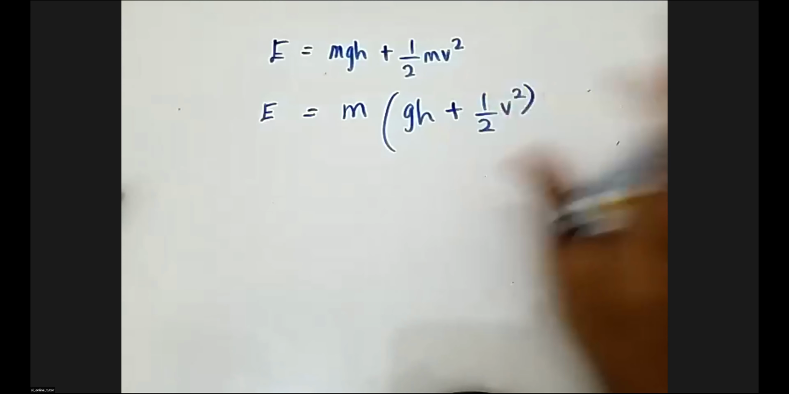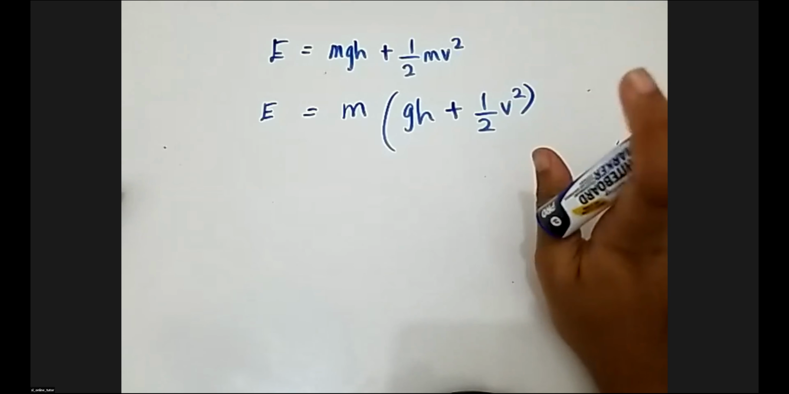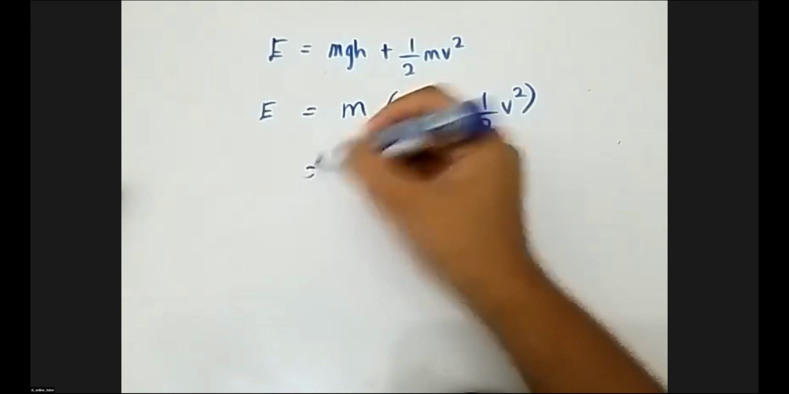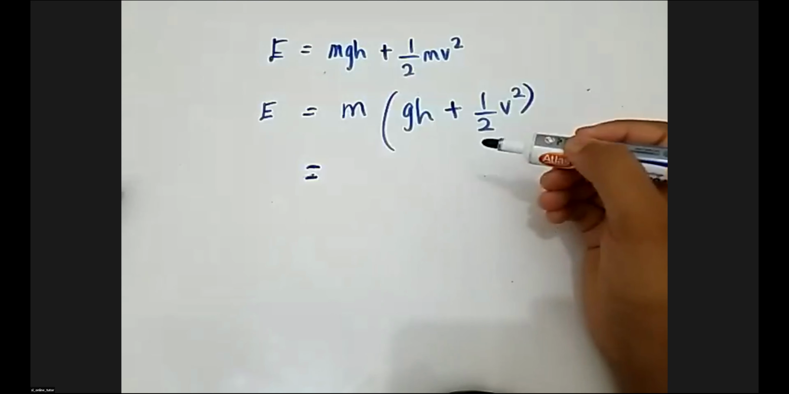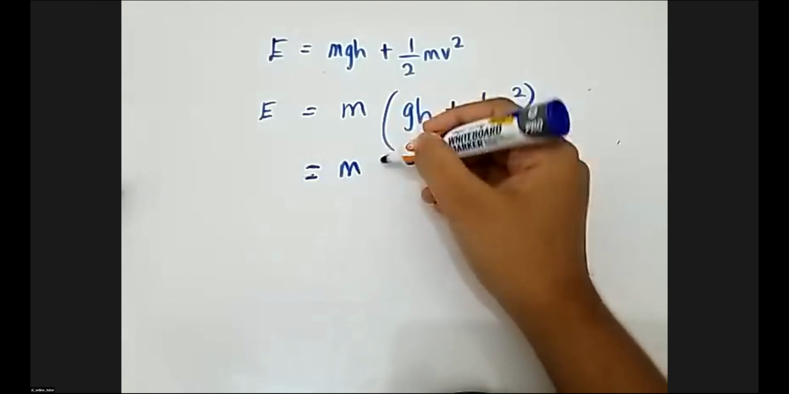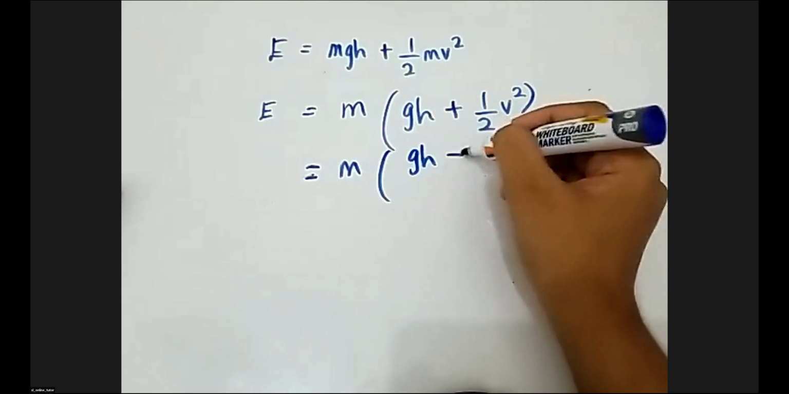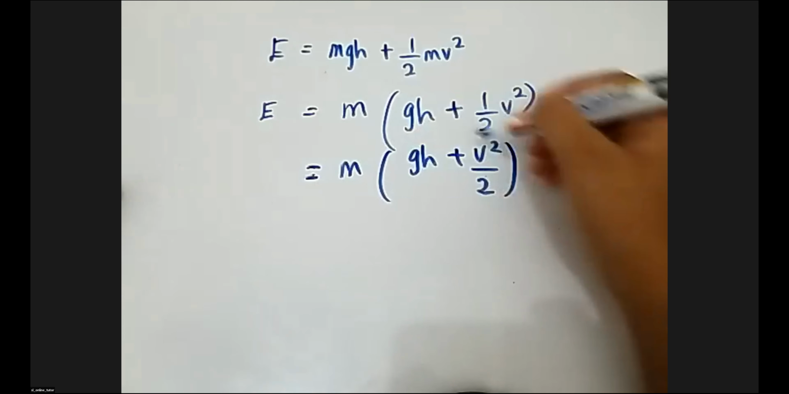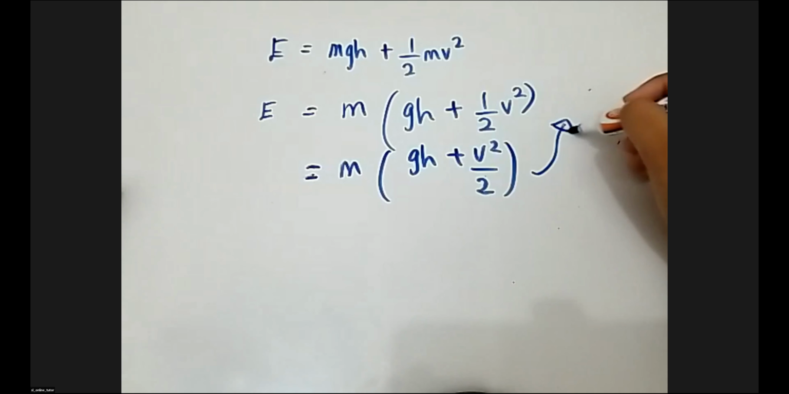If anybody has a doubt, clear it now itself. I have no time to explain again. Now we need only m. We have to remove all this. So let me write this again: gh plus v squared over 2. Now let me solve this one.